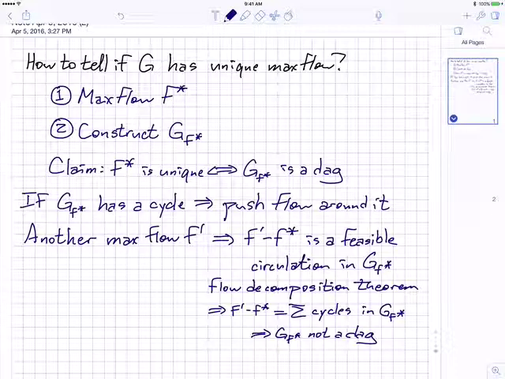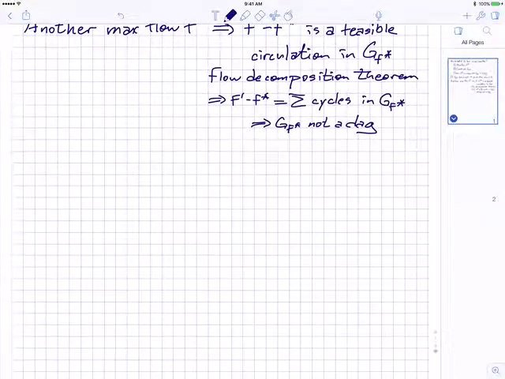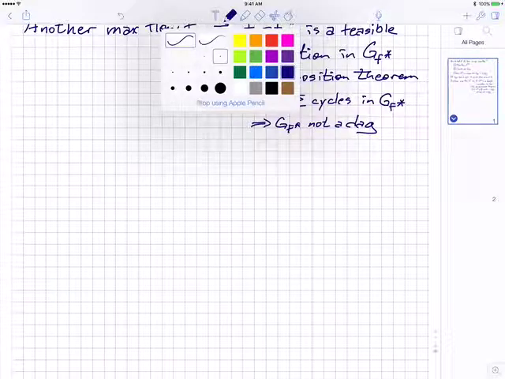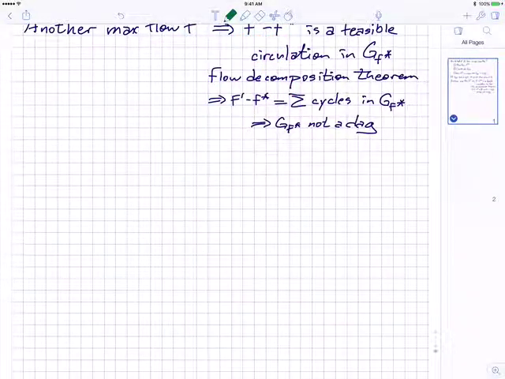I'm sorry? Can you explain the flow decomposition? Oh, sure. So this is one of these standard tools, like Ford-Fulkerson, that you should have a sketch of the theorem on your cheat sheet.